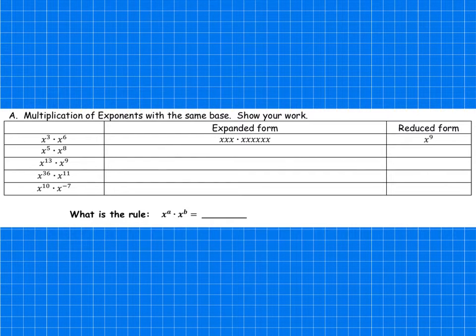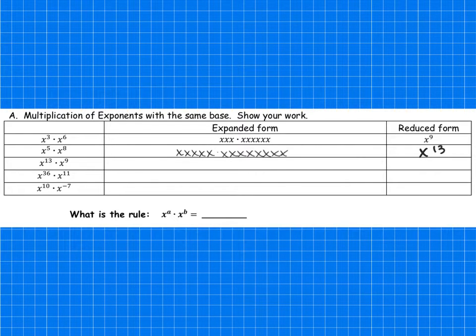So, if I expand out x to the 3rd, x to the 6th, which I did in the warm-up, let's look at x to the 5th times x to the 8th. That's going to be x to the, so 1, 2, 3, 4, 5. That's x to the 5th. 1, 2, 3, 4, 5, 6, 7, nope, 8. So the total number of times I'm multiplying x by itself, 1, 2, 3, 4, 5, 6, 7, 8, 9, 10, 11, 12, 13. And, not coincidentally, this will be x to the 13th.